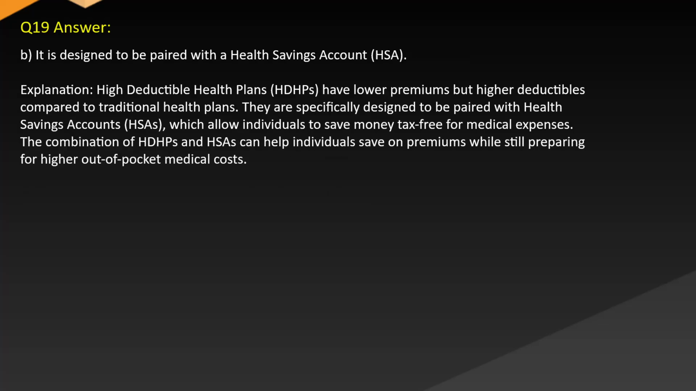Answer: B. It is designed to be paired with a health savings account, HSA. Explanation. High-deductible health plans have lower premiums, but higher deductibles compared to traditional health plans. They are specifically designed to be paired with health savings accounts (HSAs), which allow individuals to save money tax-free for medical expenses. The combination of HSAs can help individuals save on premiums while still preparing for higher out-of-pocket medical costs.